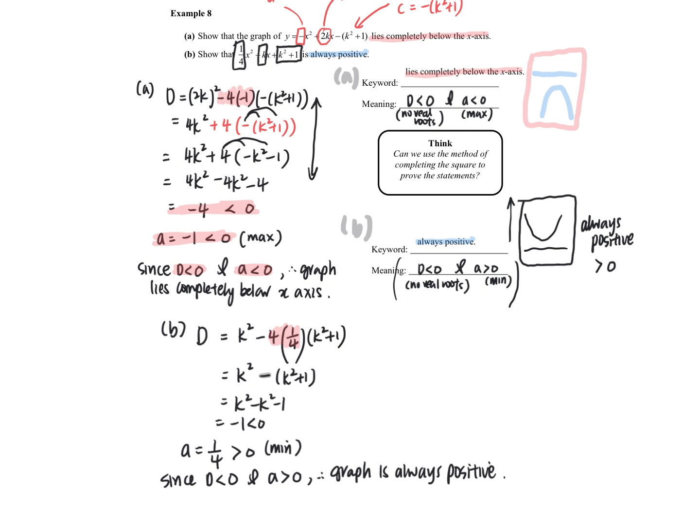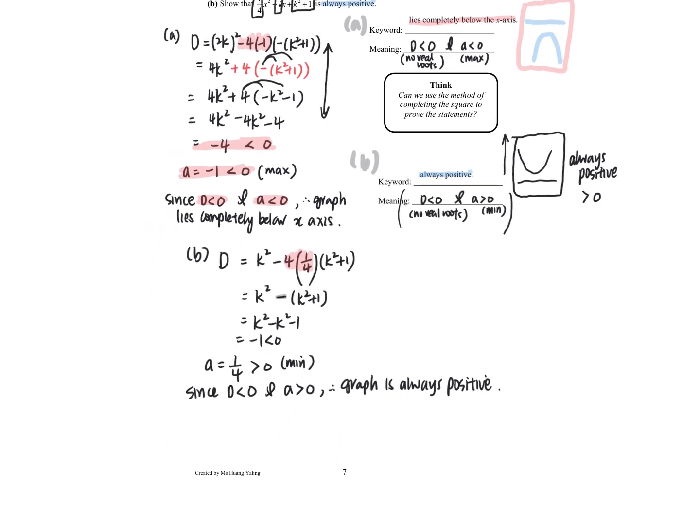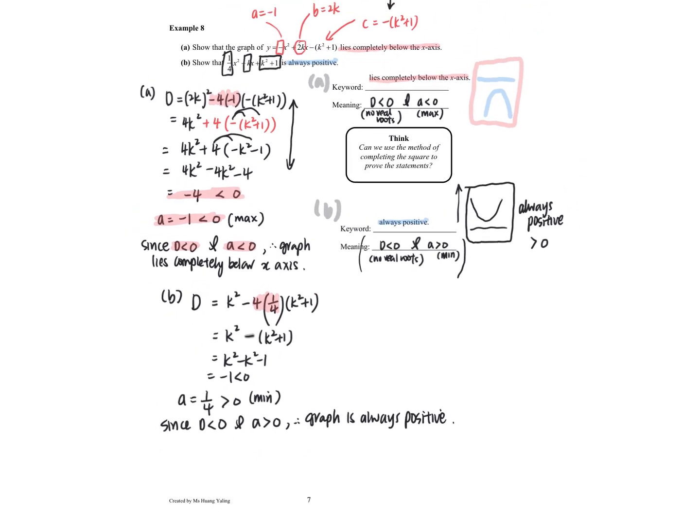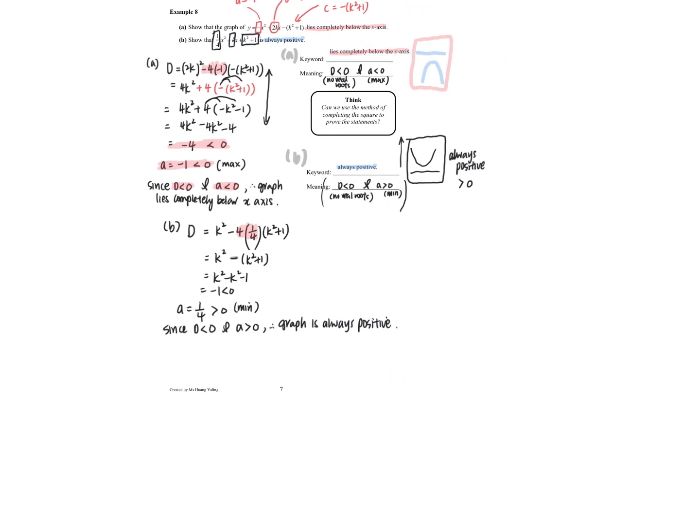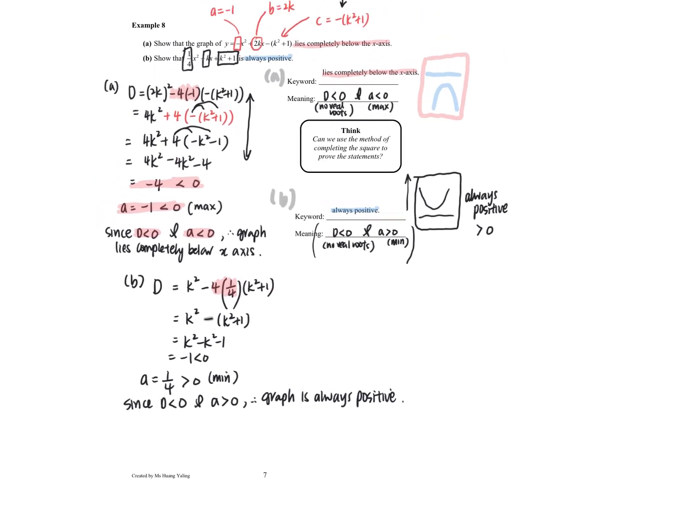Okay, so remember, I can only prove that the graph is always positive if it is minimum curve, okay, and it doesn't cut the x-axis. So let me just sum up one last time. Yesterday's chart, there's 4 scenarios. Okay, some of you still copying.